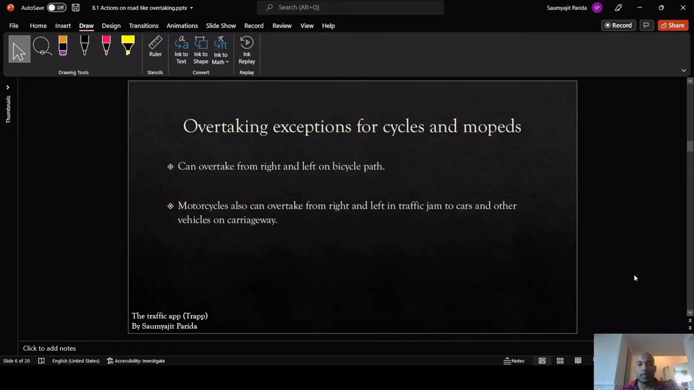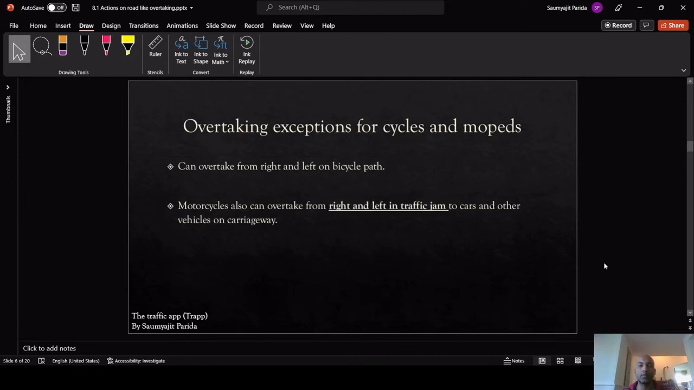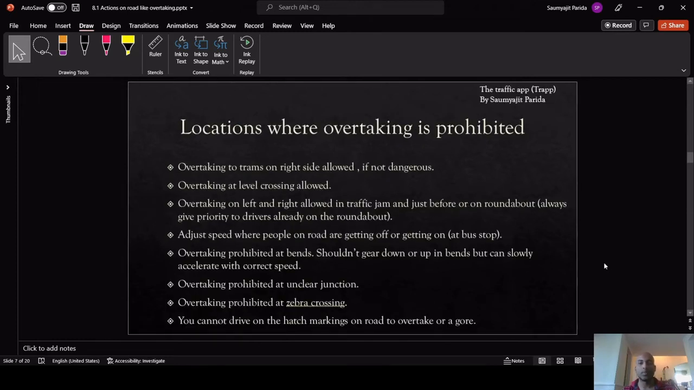Okay, overtaking exceptions for cycles and mopeds. One can overtake from the right and left on a bicycle path. If you are riding a bicycle, you can overtake from the right as well as from the left. Motorcycles can also overtake from the right and left in a traffic jam, to cars and other vehicles on the carriageway. This is very important: in the traffic jam, not in regular scenarios.